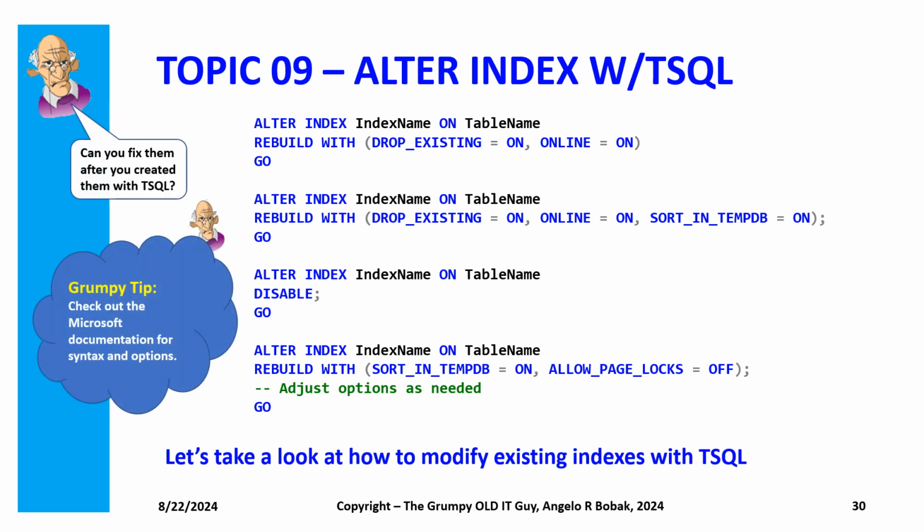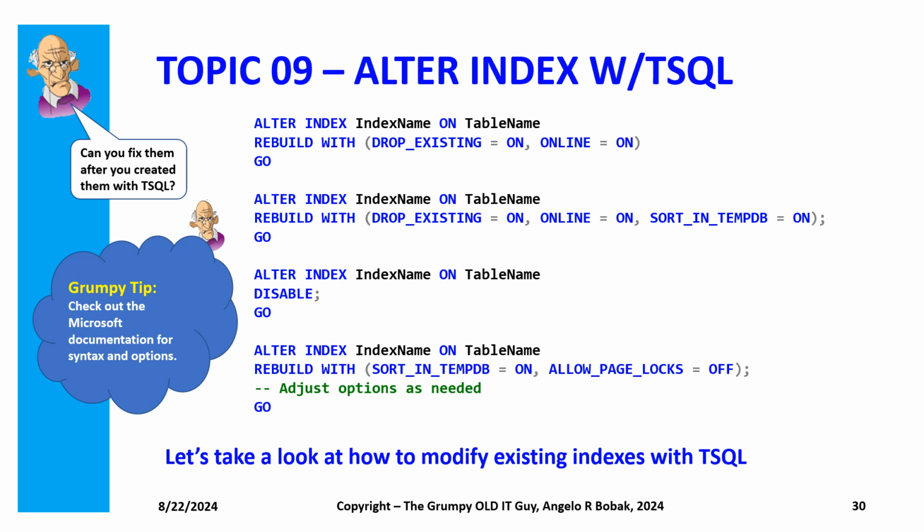The code snippets in the clip demonstrate different ways to alter a SQL Server index using the ALTER INDEX statement. Rebuilding the index with dropping existing index is an online option. ALTER INDEX name ON table_name REBUILD WITH (DROP_EXISTING = ON, ONLINE = ON). This statement rebuilds the index with the option to drop existing indexes and perform the operation online. Dropping existing indexes allows you to rebuild the index from scratch, and performing the operation online ensures that the table remains accessible during the index rebuild process.